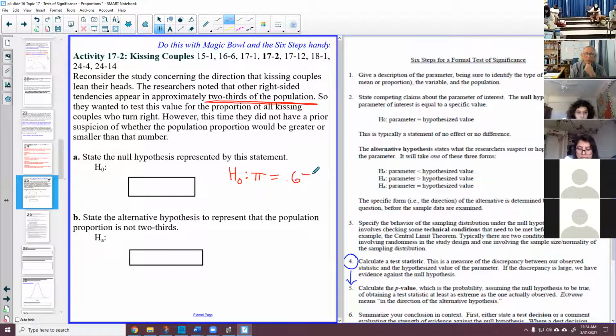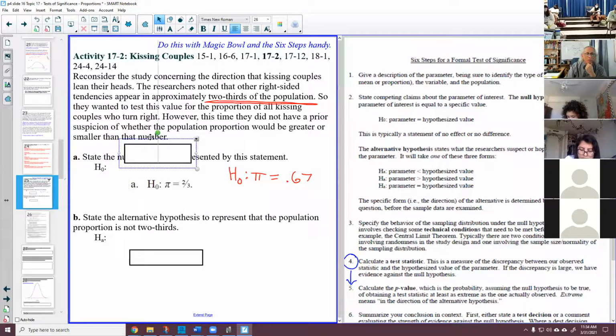So I would write my null hypothesis is that pi is equal to, I'm going to use 0.67. They wrote 2/3, I'm writing 0.67. That is my null hypothesis now. Is everybody okay with that? Was there a question? No, we're good with that.